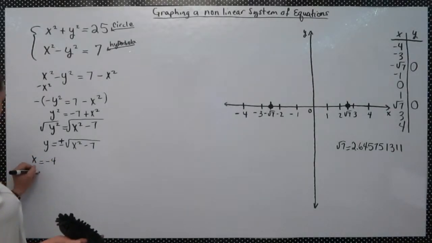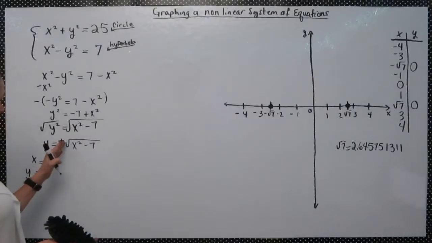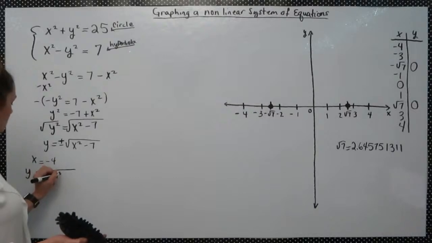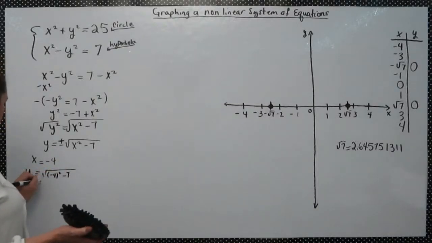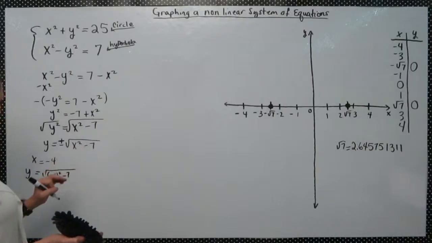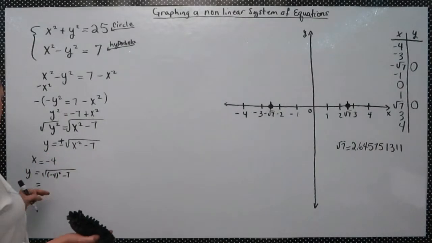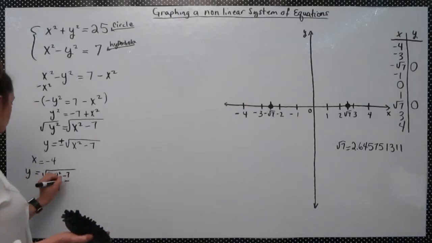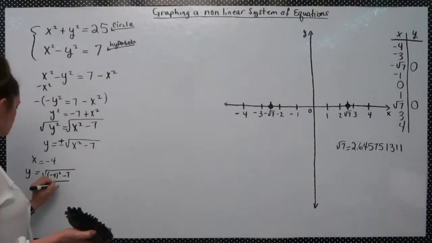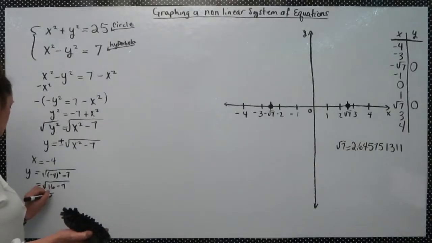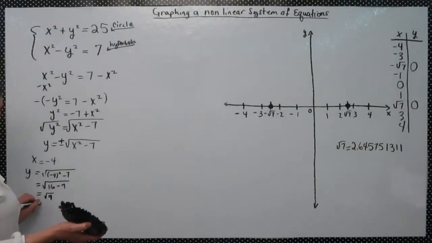So you get y equals, and we'll just take the positive one for now, the square root of -4 squared minus 7. And I like that because it's probably not going to go negative because of that square, but you never know, because if it's a 1, then it's going to go negative. All right, so we've got the square root of 16 minus 7. And that's going to work out nicely because that is the square root of 9. So that is 3.